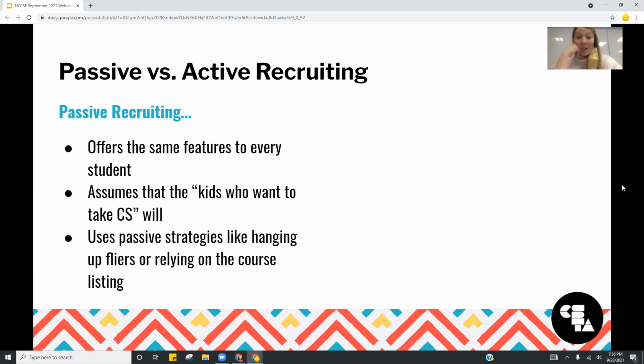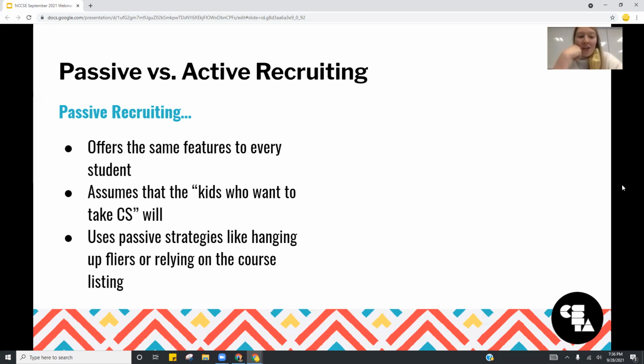Oh, computer science is so great. It's a career where you can make a lot of money. That's what that might look like. Or it's so great, it's something where you can be creative. Or it's so great because you can work with logic, right? So selling it the same way to many students or to every student. Assuming that the kids who want to take CS will take CS.